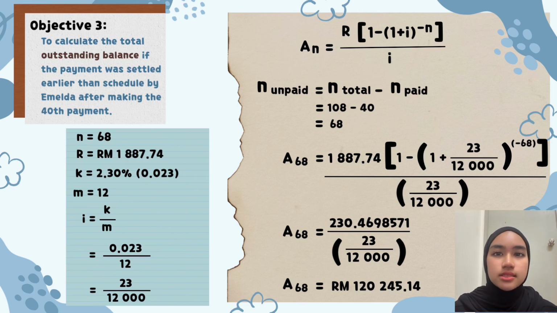Moreover, A68 equals 230.4698571 divided by bracket 23 over 12,000 bracket. The final answer is A68 equals RM 120,245.14.